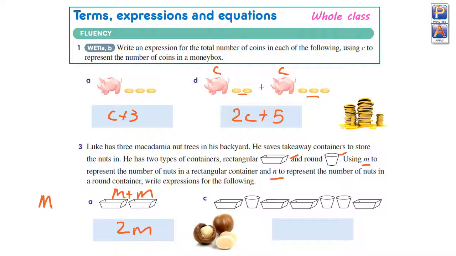In the next one, that's an M, that's an M, that's an M, and that's an M. There's 4 M's, so I write that as 4M, which means 4 times M. And N is the other container, N, N, N. There's 3 of them. That's how many nuts he has. 4m plus 3n.